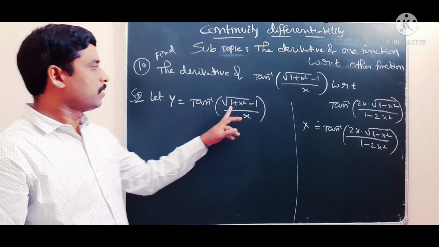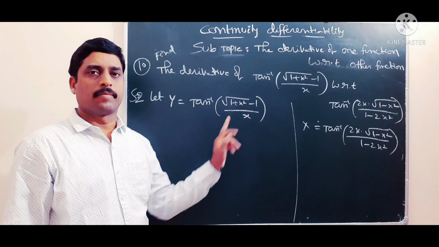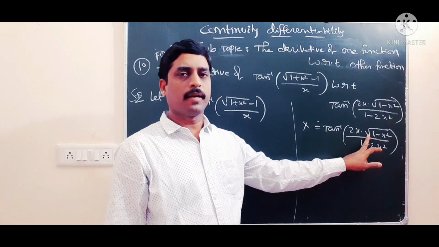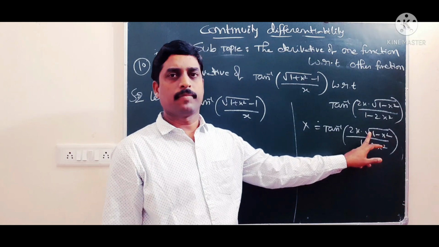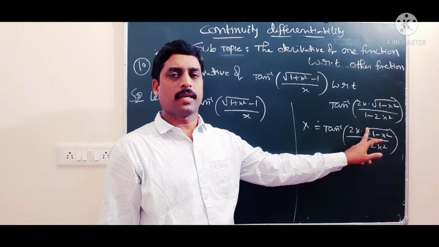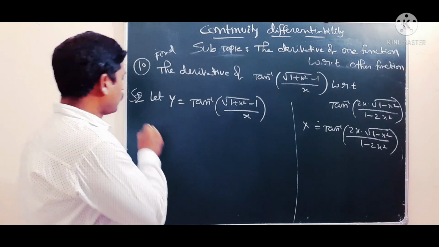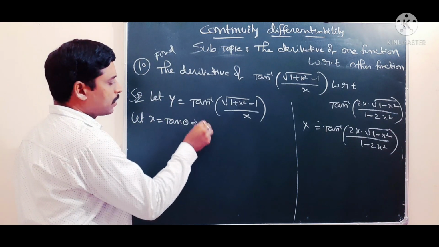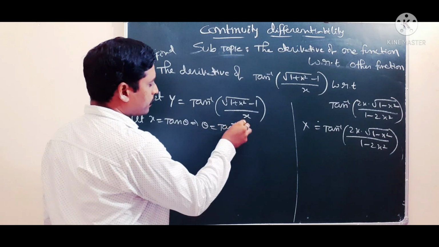Now, what is the substitution? For root 1 plus x square, put x is equal to tan theta. In the other one, root 1 minus x square, let us take x is equal to either sin or cos. So let us take x is equal to tan theta. Therefore, theta is equal to tan inverse x.